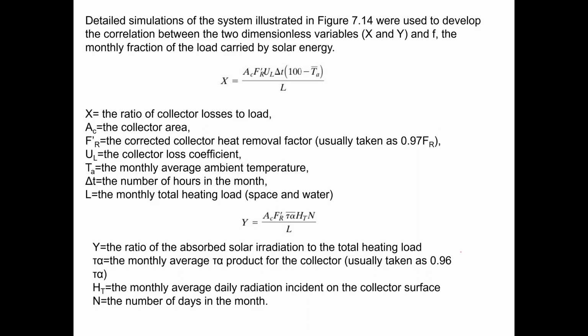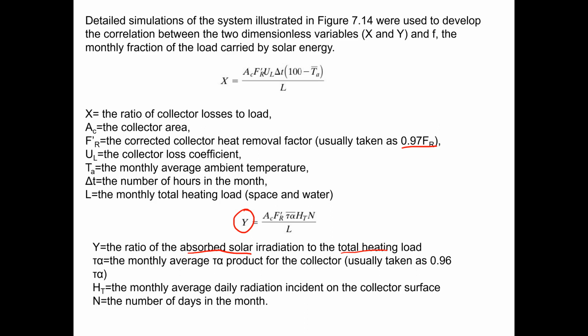It's a function of the collector area, the corrected collector heat removal factor, which is usually taken as 0.97 times the heat removal factor, the collector loss coefficient, the monthly average ambient temperature, the total number of hours in a month, and the monthly total heating load. And then Y is the other nondimensional factor, which is the ratio of the absorbed solar radiation to the total heating load of the building.